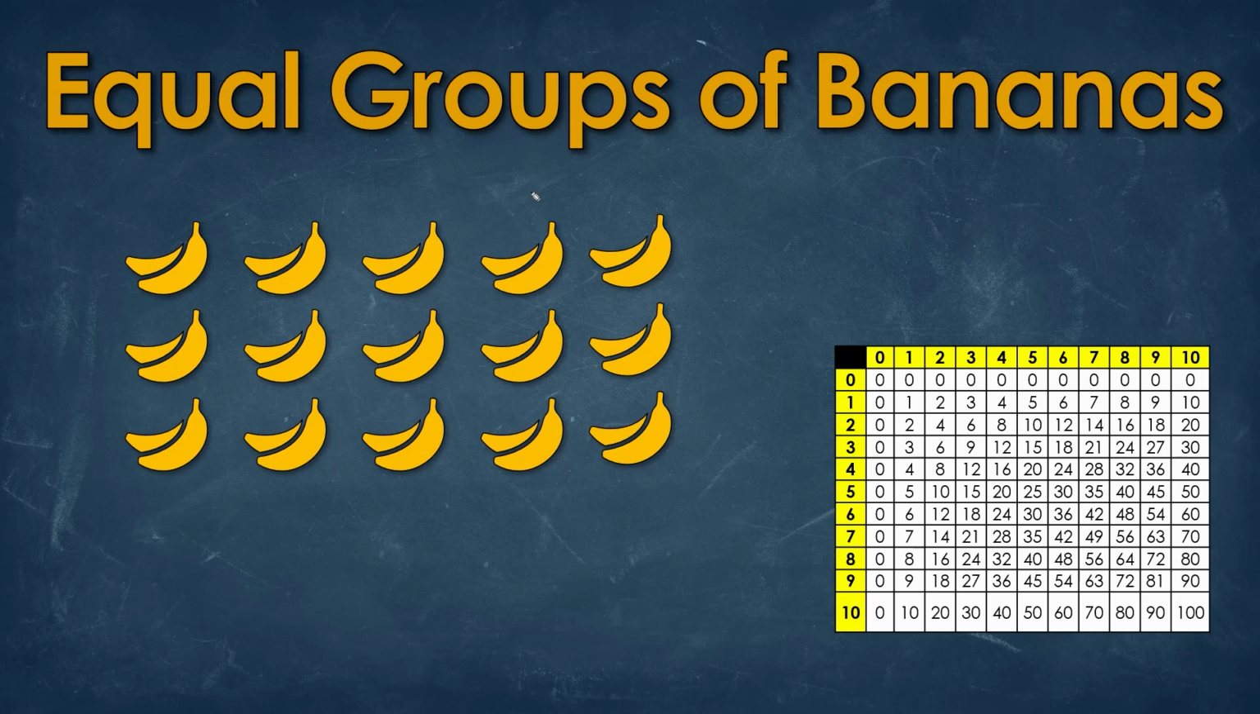Now let's imagine that we have, say, 15 bananas, which we have listed here. Say we have these 15 bananas and a total of 5 friends, and we want to divide those bananas equally between the 5 friends. So how many bananas would each friend get?